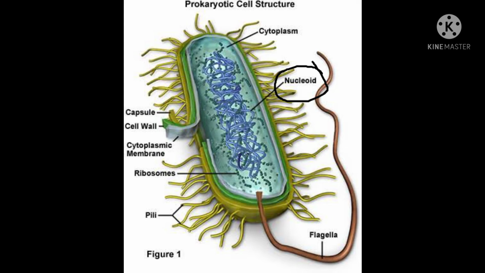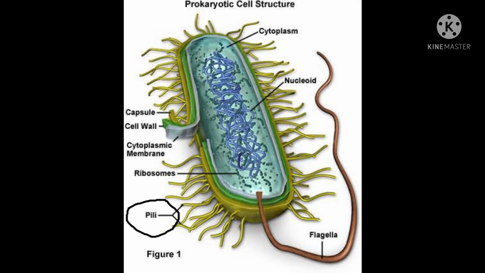It is not a membrane-bound nucleus, but simply an area of the cytoplasm where the strands of the DNA are found. Most bacteria have a single circular chromosome that is responsible for replication, although a few species do have two or more. Smaller circular auxiliary DNA strands called plasmids are also found in the cytoplasm.